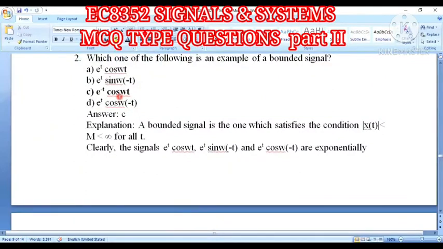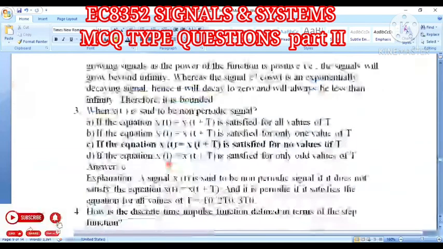Am I clear? How is the system said to be bounded? If any signal is given, this is the condition: mod of x of t less than M, less than infinity. Your output will be less than infinity. So only with the decaying exponential can you say the signal is bounded. The remaining terms you can't bound because they go beyond infinity. Okay, so option C is the correct answer.